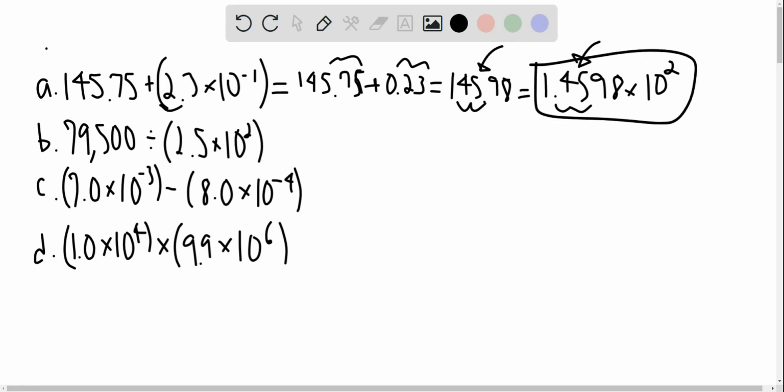Now let's look at this second question here. We have 79,500 divided by open parentheses 2.5 times 10 to the 2 close parentheses. So for this one, it's different than the last question, because the last question we wanted to do what was in the parentheses first, right? But here we actually don't want to simplify it because when you do division, you want to convert everything to scientific notation because then you can cancel out a lot of the 10 powers that are in the question.